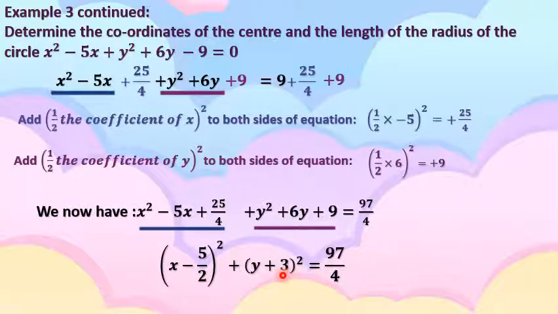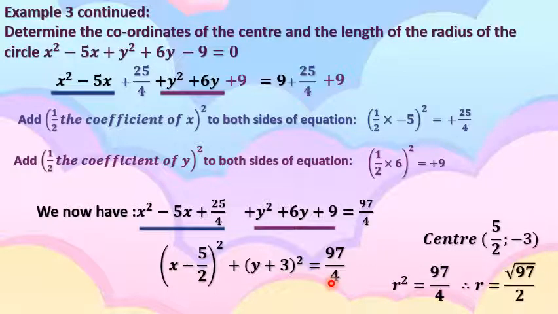So from here we can read off the coordinates of the center being (5 over 2, negative 3). And from this, we can read off what the value of r squared would be. And if we were to square root that value, we would get root 97 over 2 as r.